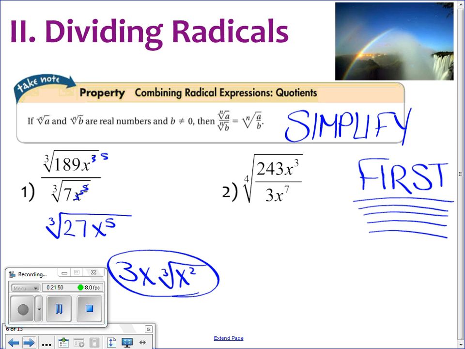All right, take a look at number 2. Again, the 4th root's written over the whole thing. It's okay, it's the same thing if it's split, so it doesn't matter how it's written. But looking at this, can you simplify first? Can you do 243 divided by 3? 81. And again, have I actually used the 4th root? I haven't used it yet, so it's still there. So I have 81.